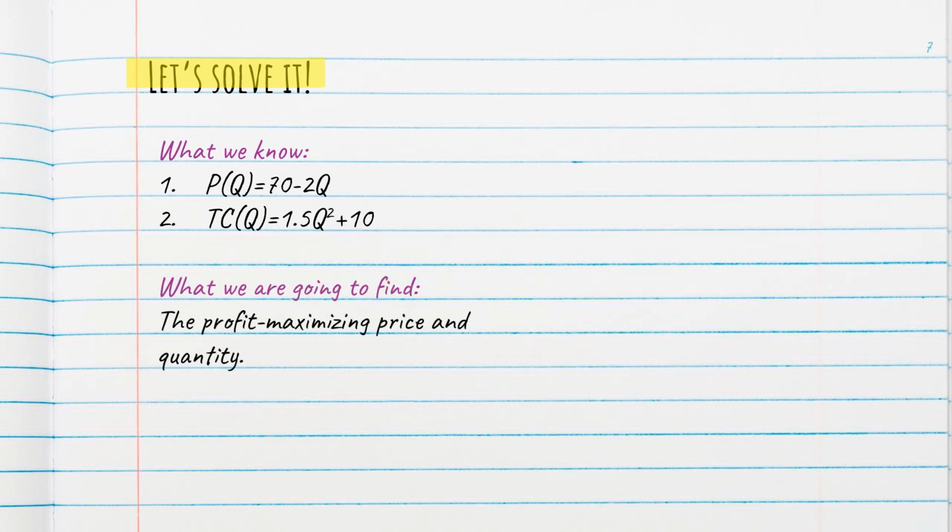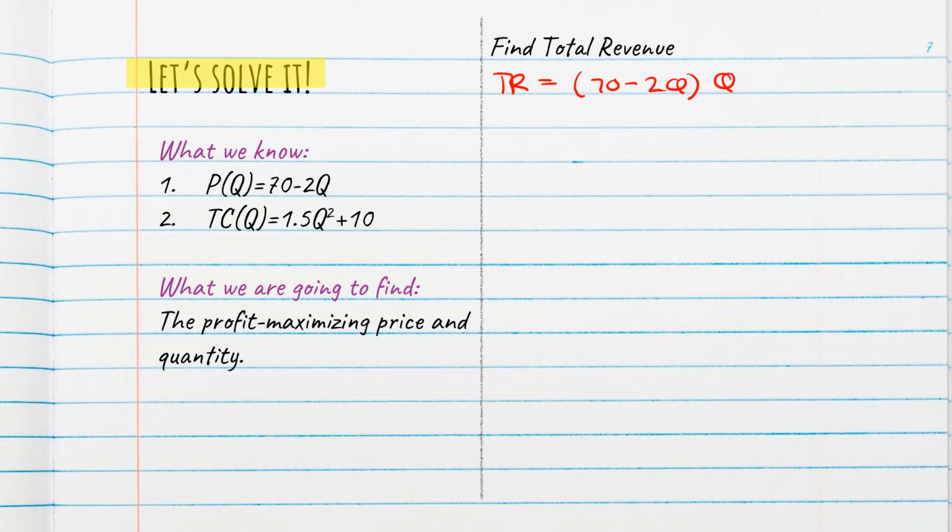So let's solve this question. Here's what we know. We have our inverse demand curve and our total cost curve. And the first thing we're going to find is the profit maximizing price and quantity. We know that our process is to set marginal revenue equal to marginal cost. So the first thing that we need to do is find total revenue. Total revenue is just the inverse demand, which is 70 minus 2Q times Q. Conceptually, I'm setting price times quantity equal to total revenue here, and that's our standard formula. And then we can simplify this a little and write total revenue as 70Q minus 2Q squared.